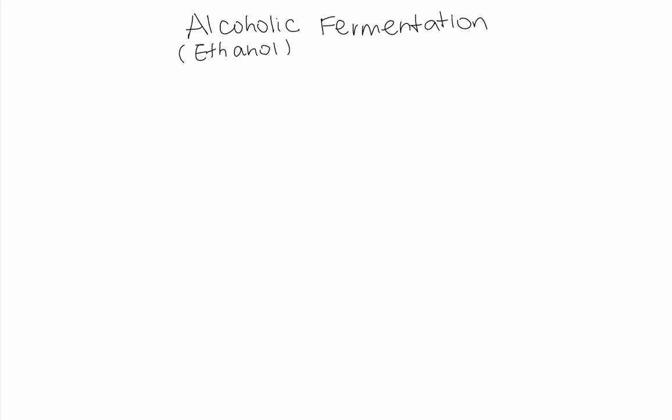Hey guys, welcome to this video on alcoholic or ethanol fermentation, which is one of the two types of fermentation that we're going to cover. So if we were to start with basically a summary of what alcoholic fermentation will yield us, we will start from one glucose molecule, which will be broken down into two ethanol molecules, and we'll also get 2 ATP and produce 2 carbon dioxide molecules in that process.